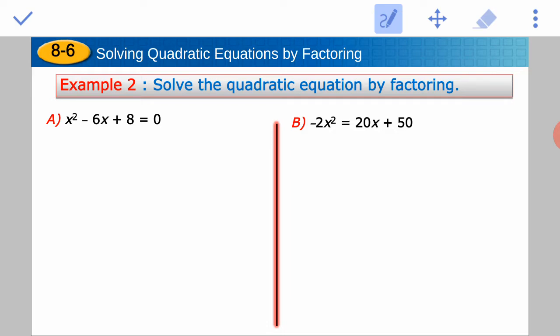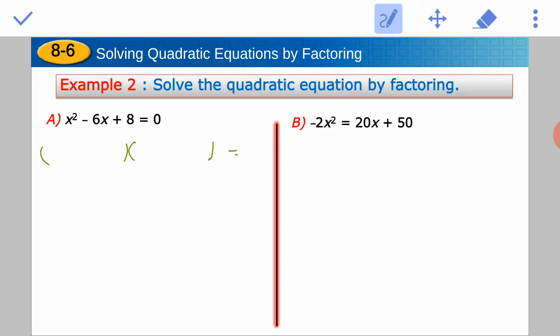Condition number 2, everything has to equal 0. Condition number 3, if there is any common factor, you need to factor out this common factor before you start factoring the trinomial. Now guys, let's get started. In part A, we have a quadratic trinomial. It's written in standard form and is equal to 0, and there is no common factor, so we can start factoring this.